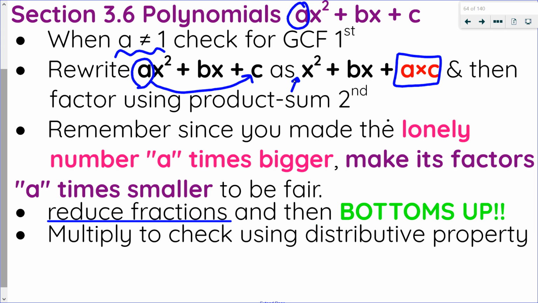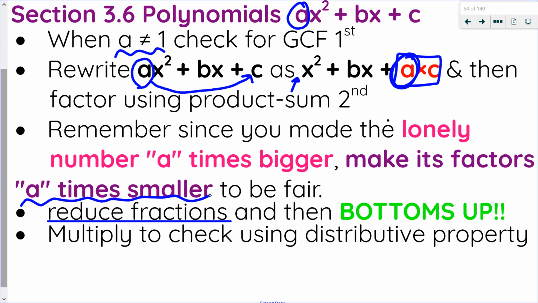So I factor as I normally would with product sum. But because I made my last term a times bigger, I need to make its factors a times smaller, which just means divide the factors by a. Now, once I've done that, I'm going to reduce any fraction. That means remove any common factors. And then my favorite part, bottoms up, to get that number back in front. Always check your polynomial after you've factored it, just to make sure that you've done it correctly.